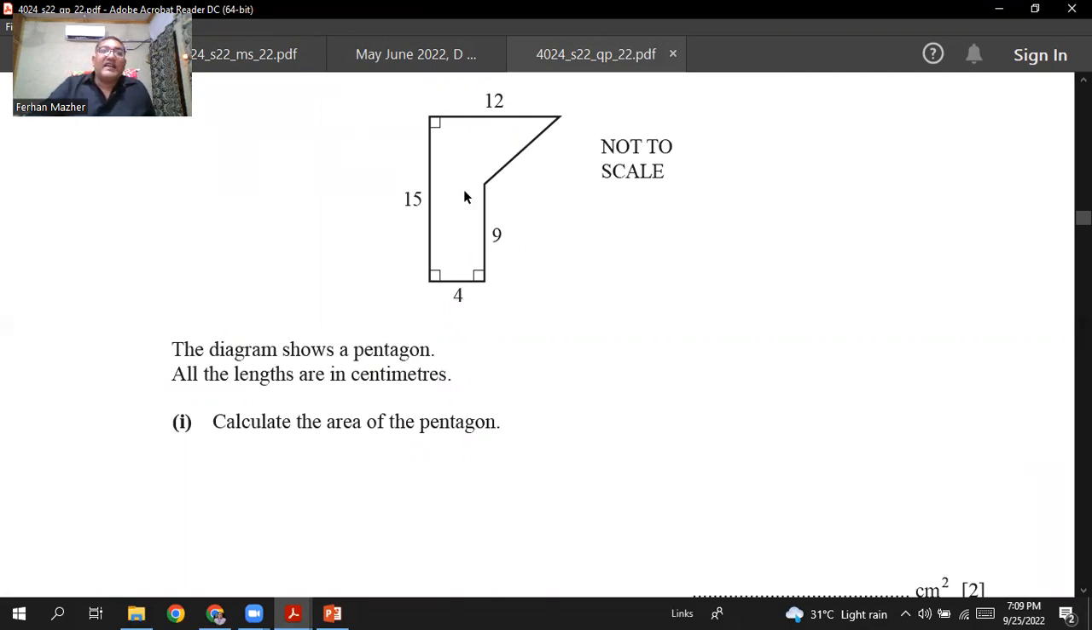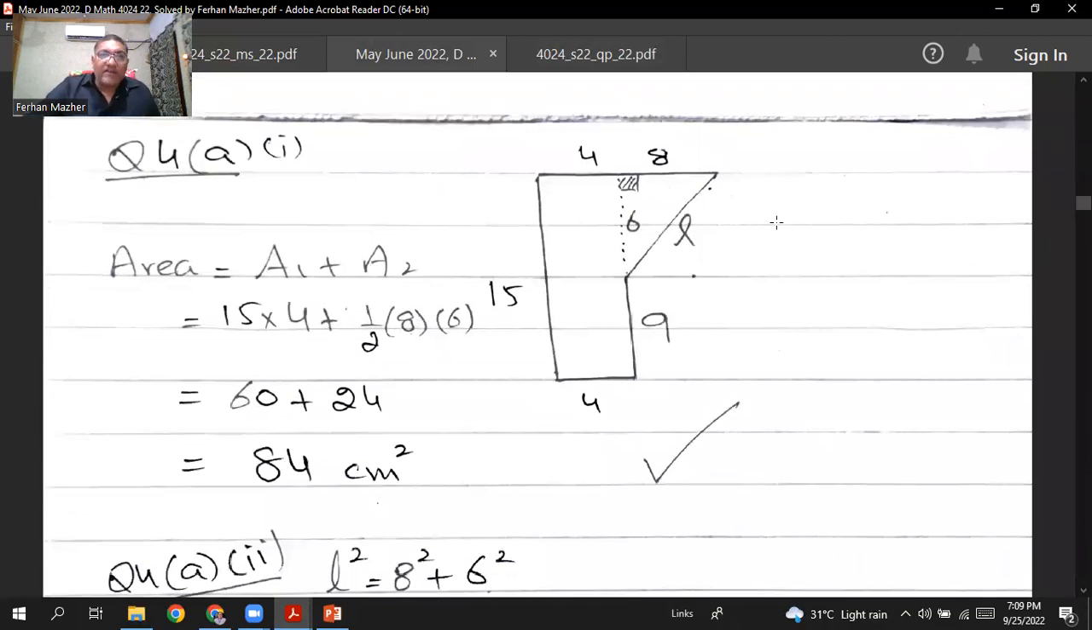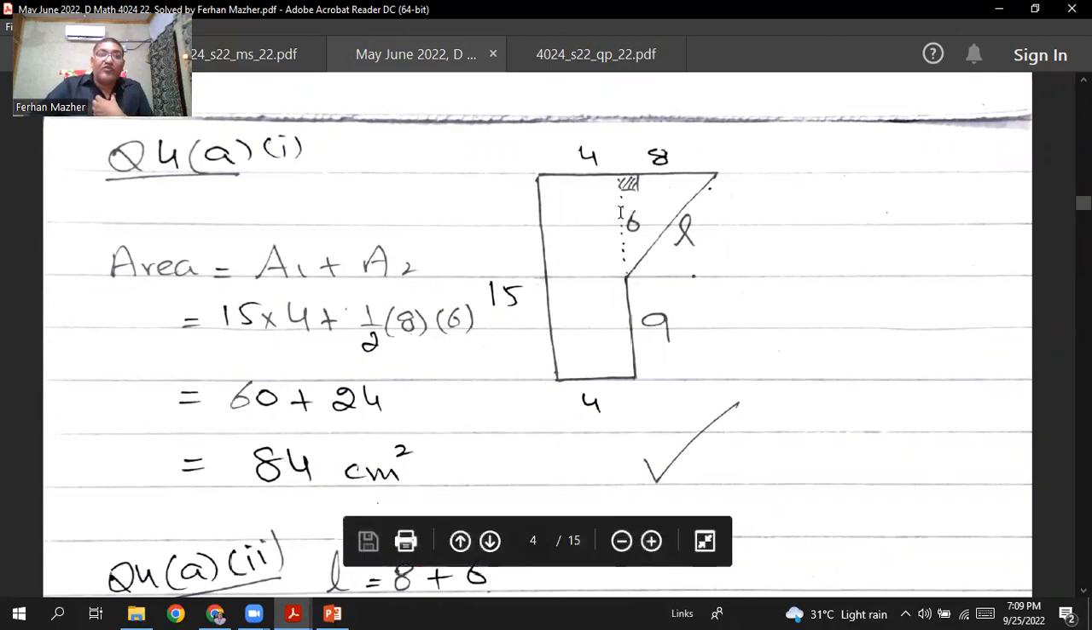So very easily I can divide this pentagon into two figures, and I can find the area, and then I can add the area of both of those two figures. Okay, so you can see here I have divided this pentagon into 2 parts. This is a triangle. This is 15. This portion is 9. So this portion will be 6.